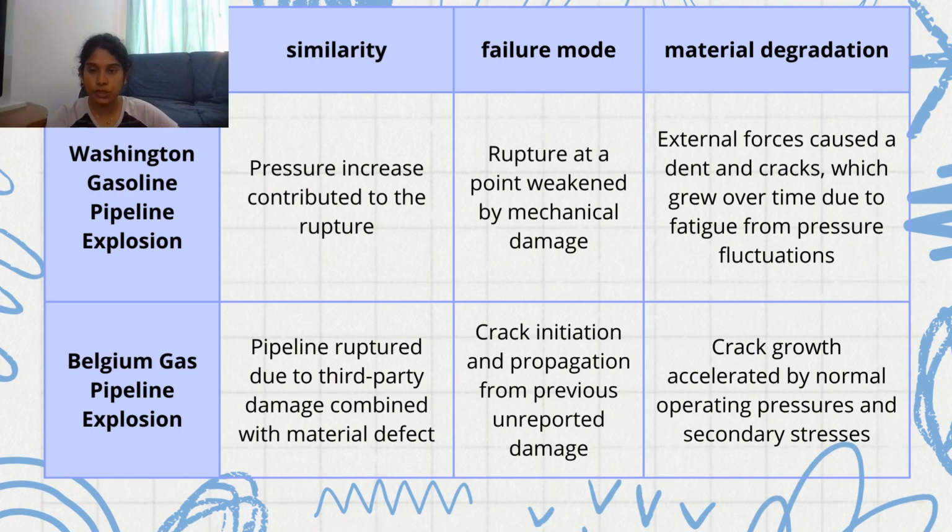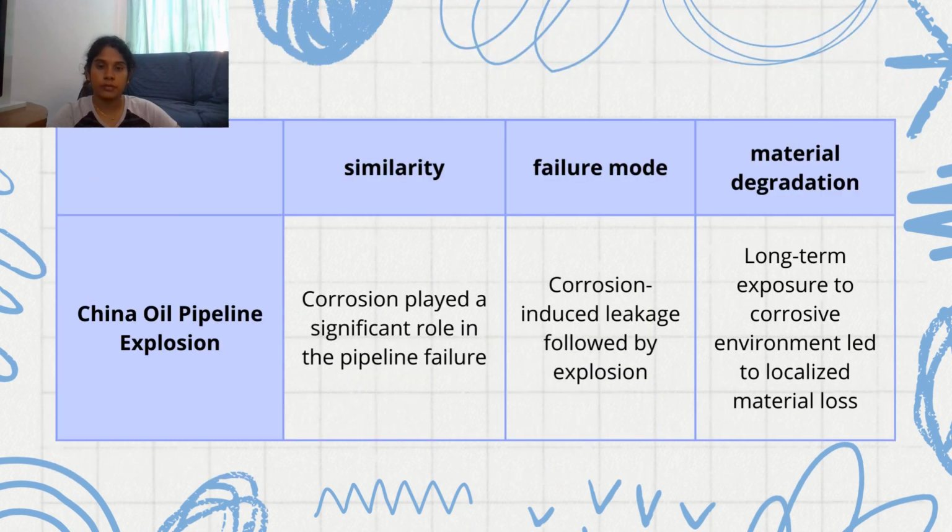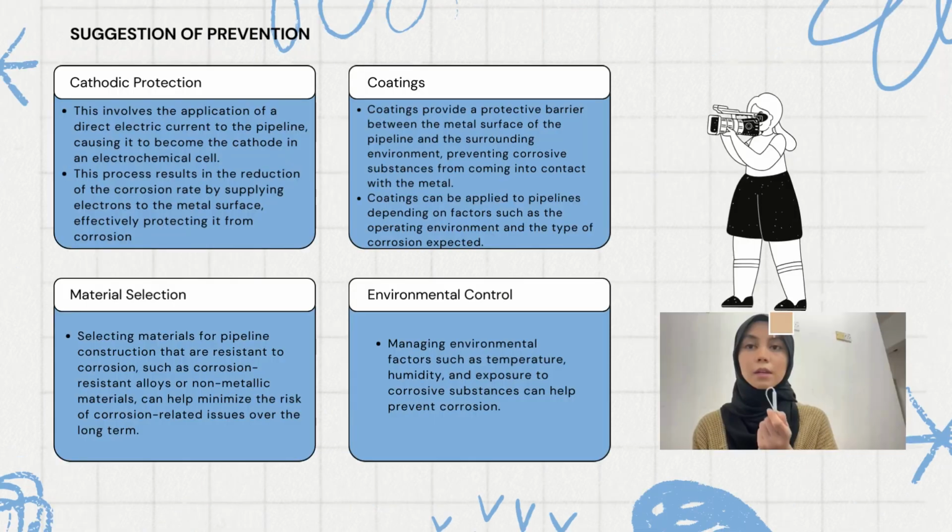This first slide shows the similarities for the New Mexico pipeline explosion and the New Jersey natural gas explosion. The second slide shows the similarities for the Washington gasoline pipeline explosion and also the Belgium gas pipeline explosion. And finally, the very last case, which is the China oil pipeline explosion.